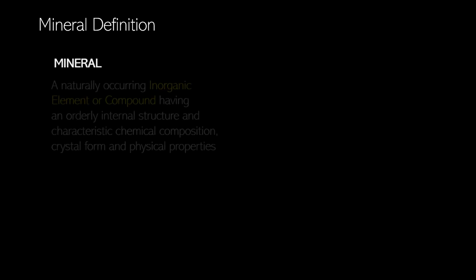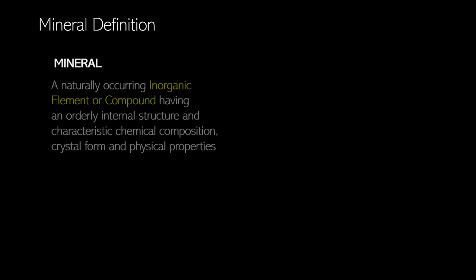So let's begin by defining what a mineral actually is, and what is the difference between a mineral and an ore. A mineral is a naturally occurring inorganic element or compound, having an orderly internal structure and characteristic chemical composition, crystal form and physical properties. Traditionally, a mineral is an inorganic substance, but some people now consider organic compounds to be minerals. However, we'll ignore those people, and we'll stick with the traditional definition.